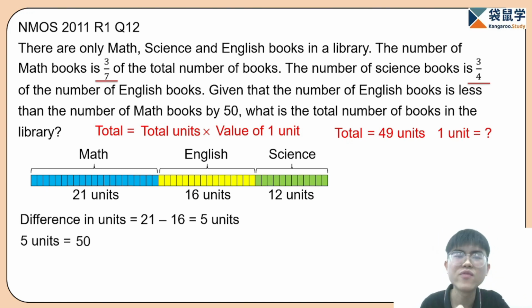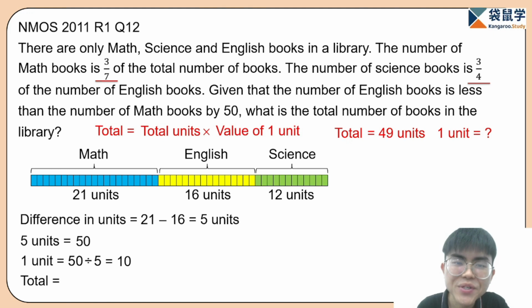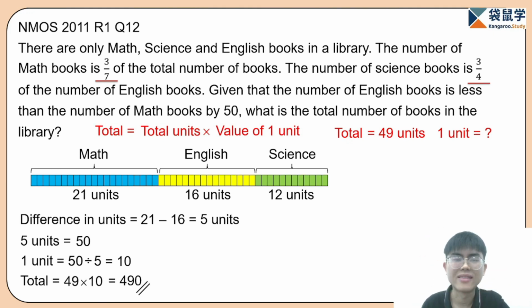Yes, it is 50. So now how do we find what is 1 unit? We can just use 50 divided by 5, which is 10. So now we know what is 1 unit. How do you find the total? We just use 49 times 10, which is 490.